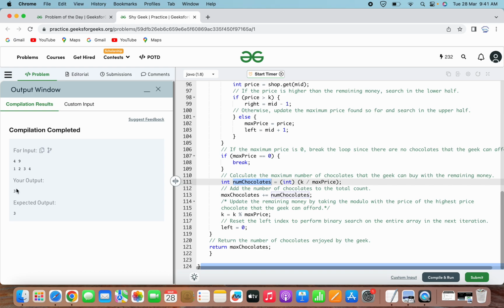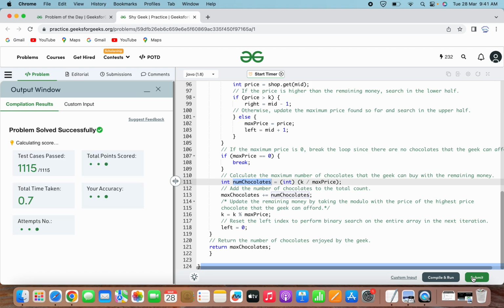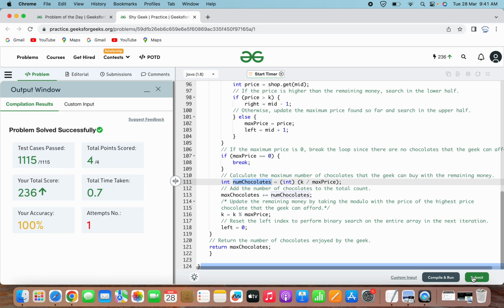So here we can see we have got the correct output. Let's try submitting this solution. See whether the complete solution is correct. This problem has been solved successfully since it has covered all the test cases.